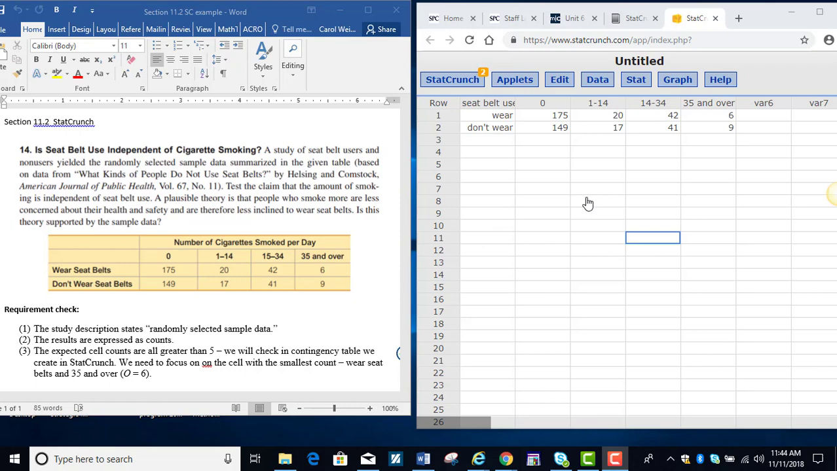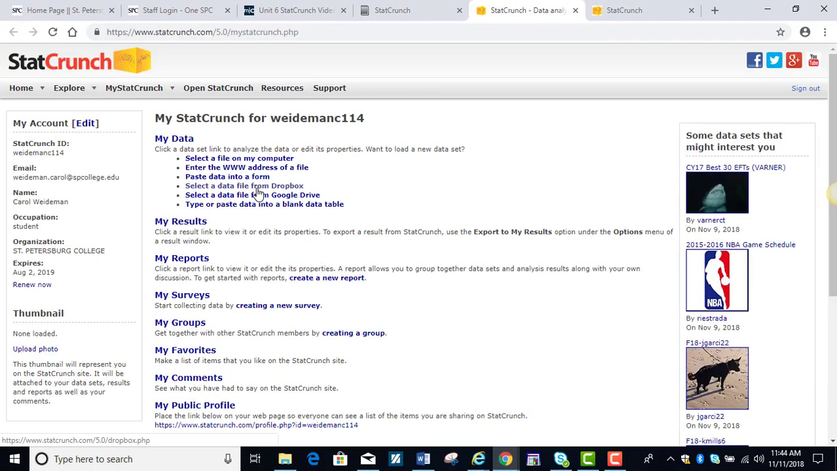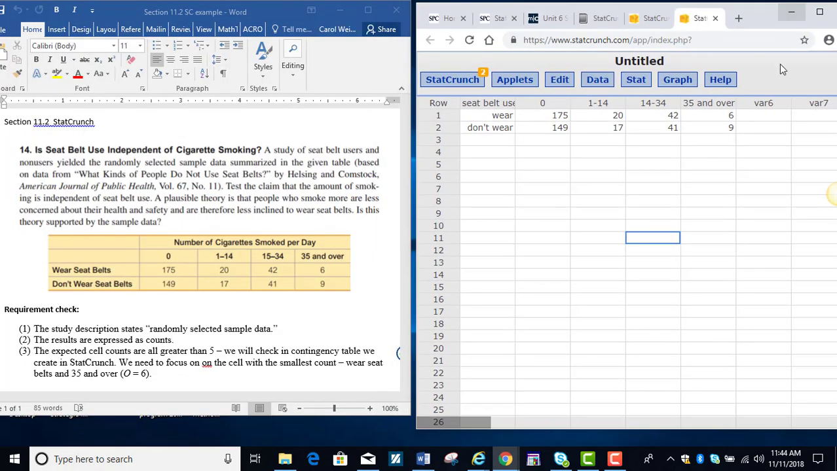So what I did was I went in my stat lab, and let's check on how we do that. We go to the StatCrunch website, and then we go to Open StatCrunch. I got a blank data table, and I entered the information in the table. The first column I put in as the row labels: wear seatbelt, don't wear seatbelt. Then I put in the cigarette usage across the columns and entered the numbers from the table.